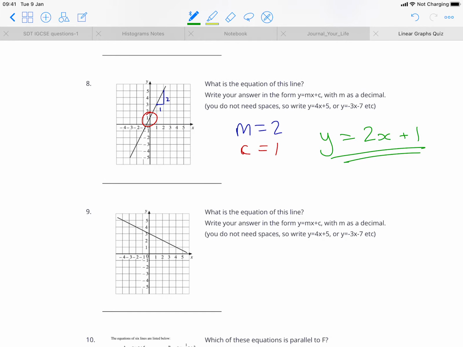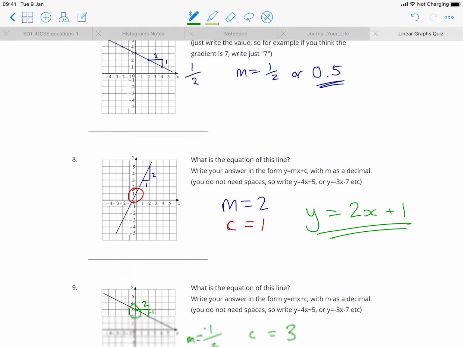Same logic here. You can see it's the same question as before. We find our gradient, 1 and 2. So the gradient is 1 over 2. The intercept is 3. So the graph is y is half of x, sorry, minus half of x plus 3. That was a minus, sorry.